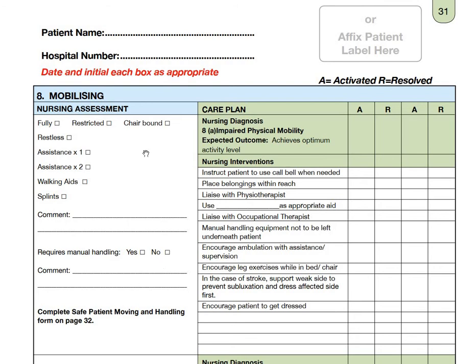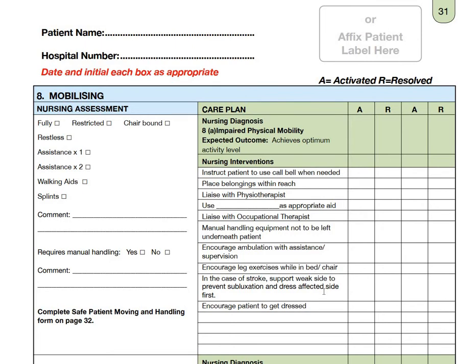So if we identify that there's any issues with the patient's mobility, we will activate this care plan. So the nursing diagnosis is impaired physical mobility. The expected outcome is that the patient achieves optimum activity level. So the nursing interventions: instruct patient to use call bell when needed, place belongings within reach, liaise with physiotherapist, use as appropriate aid, so you can put in whatever it is there, liaise with occupational therapist, manual handling equipment not to be left underneath the patient, encourage ambulation with assistance or supervision, encourage leg exercises while in bed or chair.